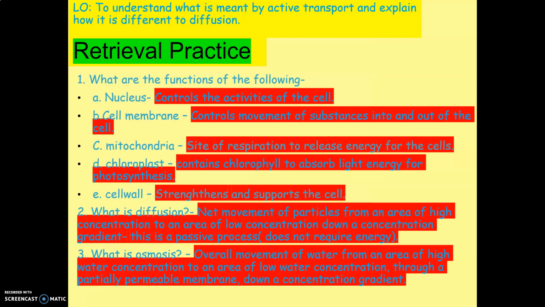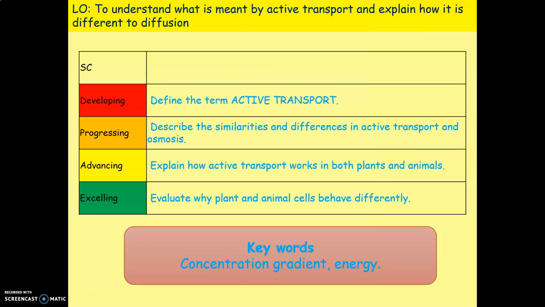Wow, amazing. Well done. Okay, at the end of this lesson, we should be able to define the term active transport. Describe the similarities and differences in active transport and osmosis. We'll be able also to explain how active transport works in both plants and animals, and to evaluate why plant and animal cells behave differently. And the keywords for today, we have concentration, gradient, and energy.